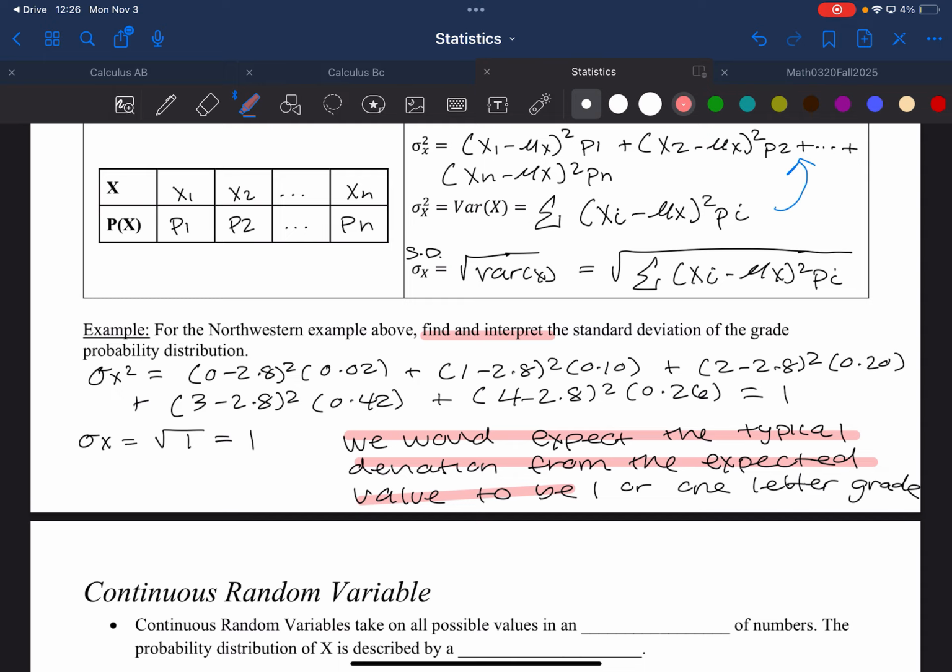So this is saying that we would expect the value to deviate by 1 or 1 letter grade, which means even though our expected value was between C and B, that doesn't mean that those are the only values a student can get. They could get an A, okay, or they could get a D. We would expect them to deviate 1 letter grade. Okay? Does that mean there is 0 possibility to get an F? No, it's just not typical, right? Based off the data that we just collected and went through.